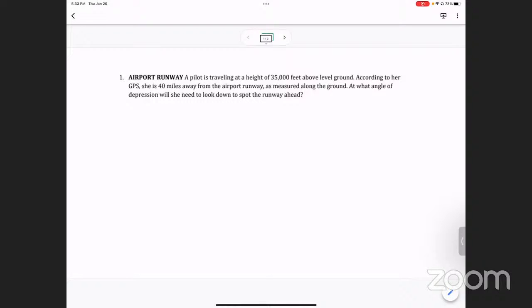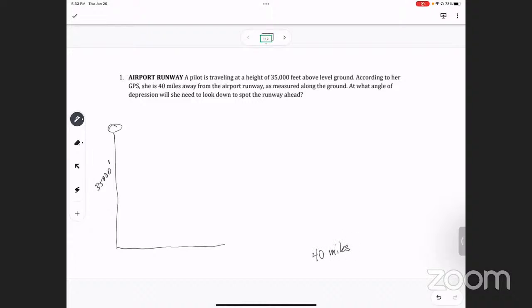So let's put her here in the airplane. Over here, this is the airplane. And she is at a height of 3,500 above. So this is 3,500. And she is 40 miles away. So there's 40 miles. Well, we should put that in the same units. So what is 40 miles in terms of feet?